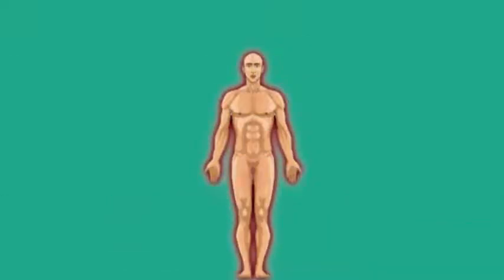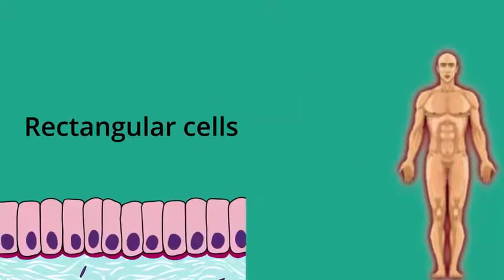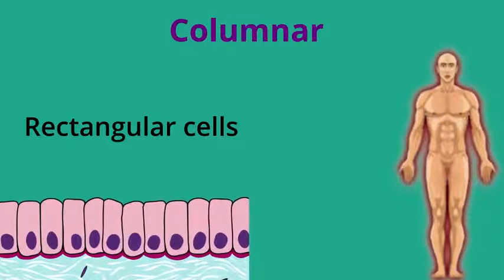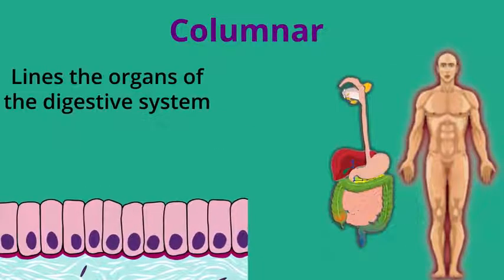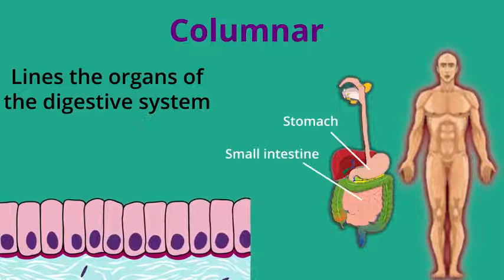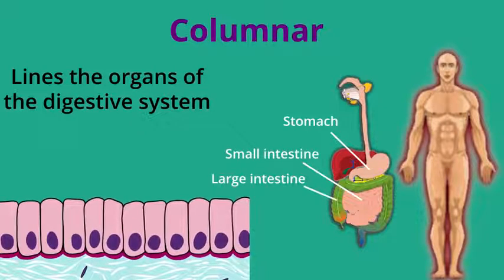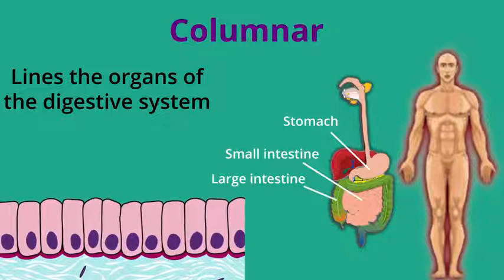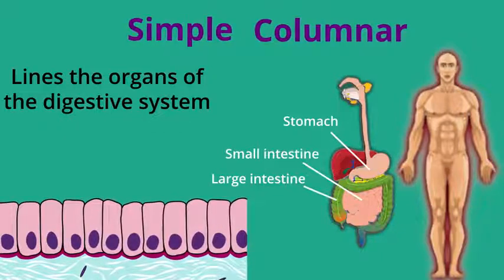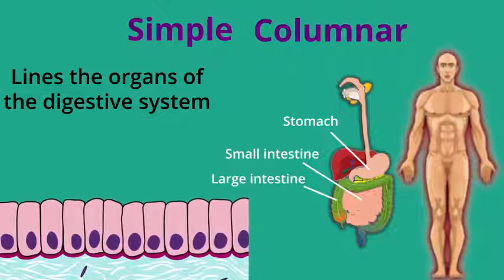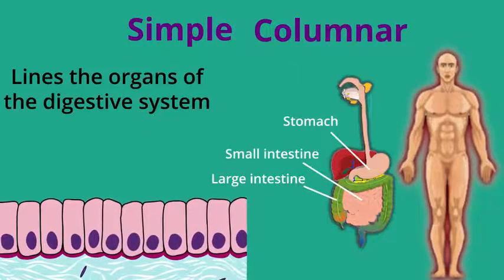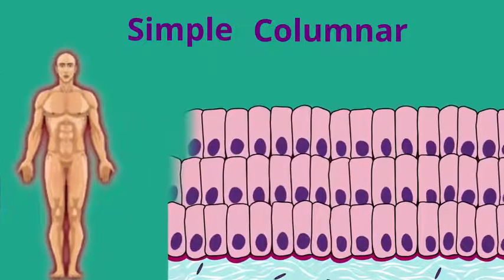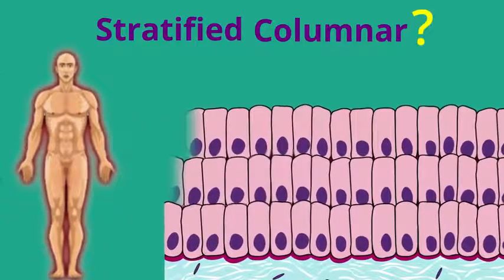Lastly, let's talk about the tissue which has rectangular cells, also called columnar epithelium. So columnar epithelium lines the organs of our digestive system like the stomach, small intestine and large intestine. Like you can see here, the insides of our digestive system have simple columnar epithelium. But the question is, are these column-like cells also present in multiple layers? Is there something like a stratified columnar tissue?